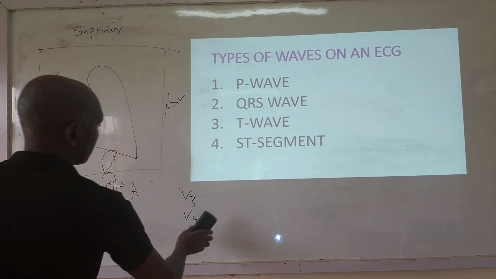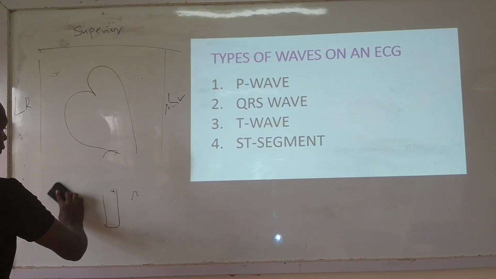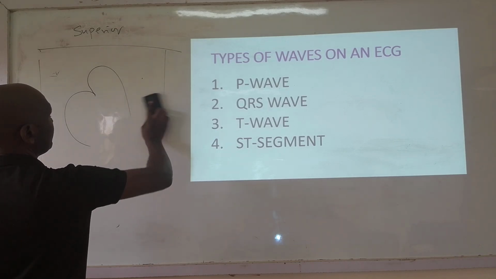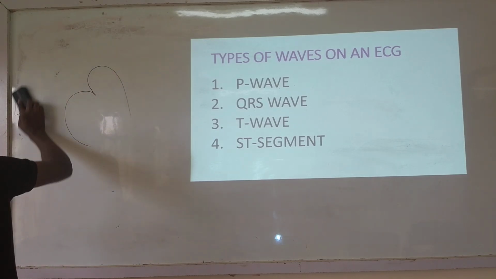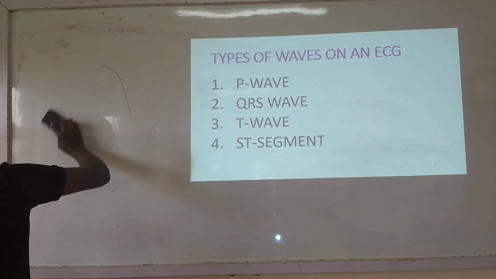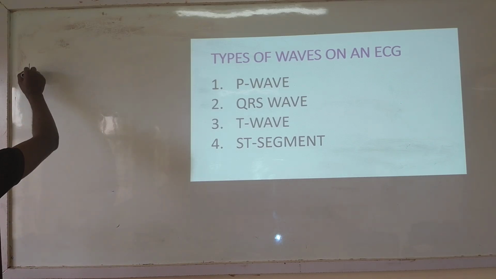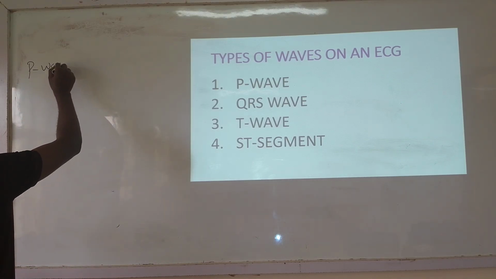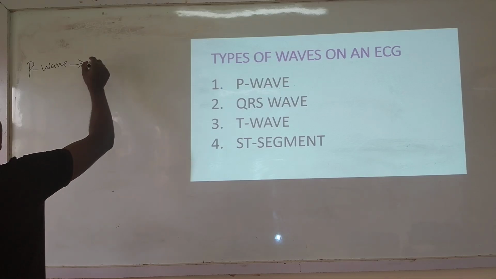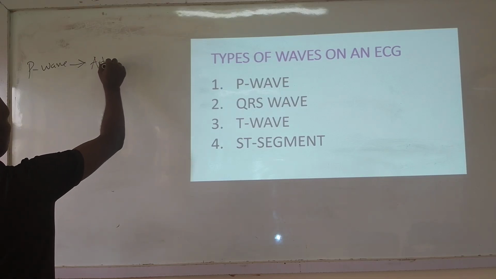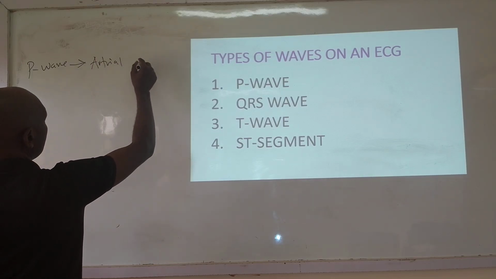We want to look at the types of ECG waves, and there are 4. We have the P wave, this one represents the atrial depolarization.